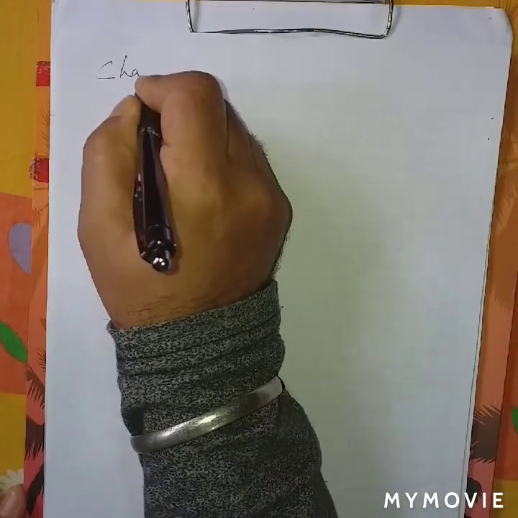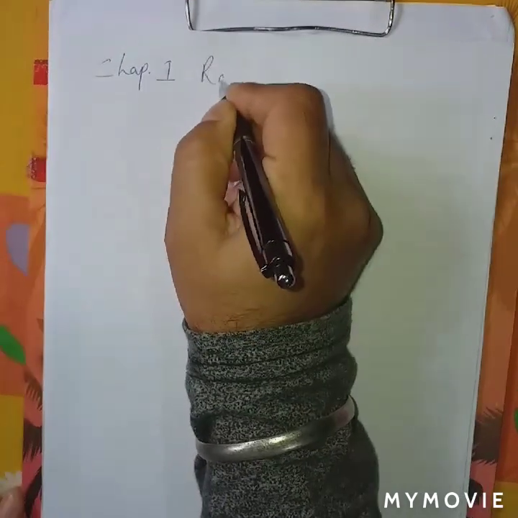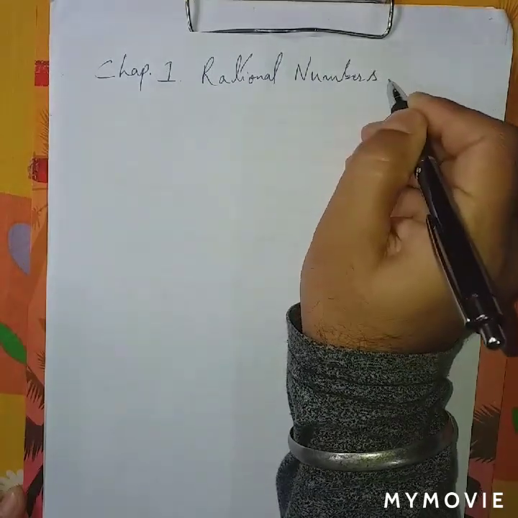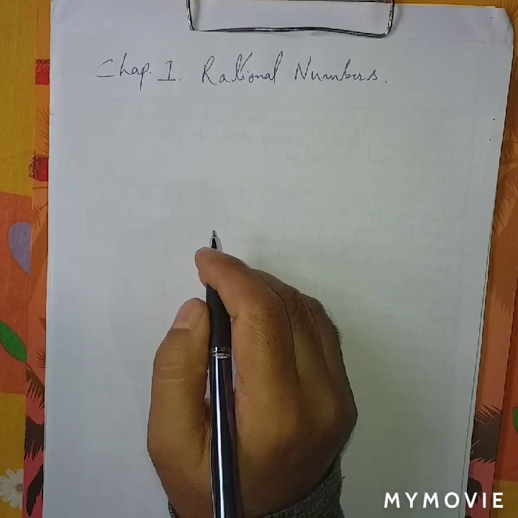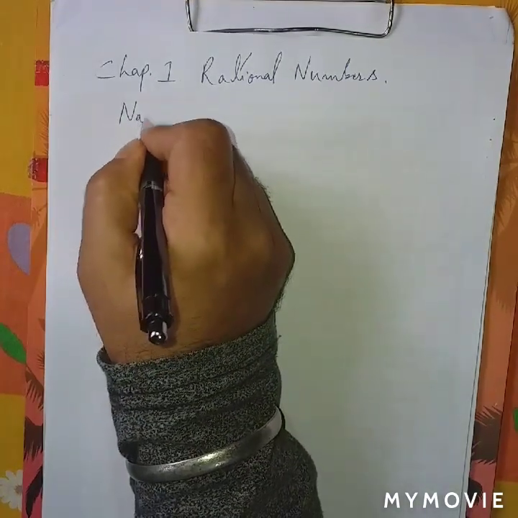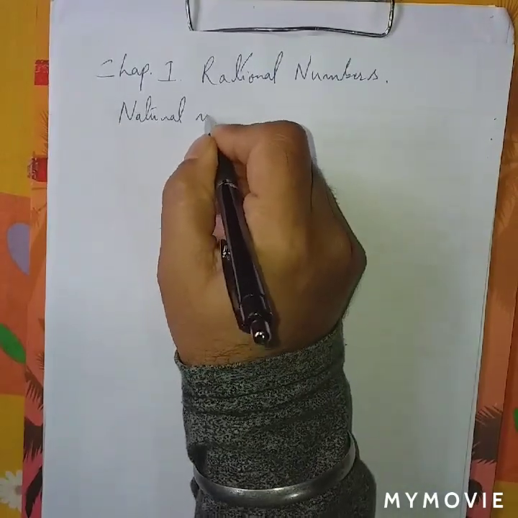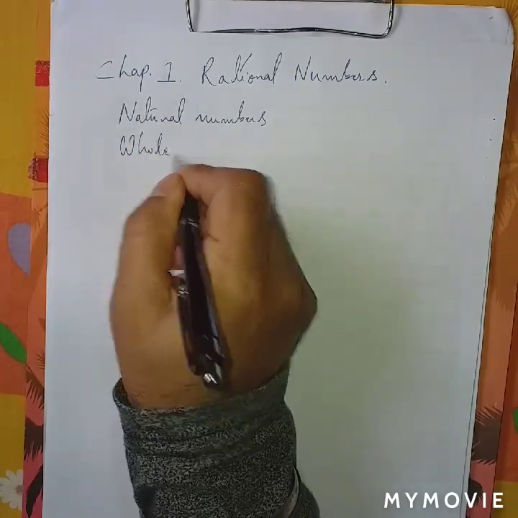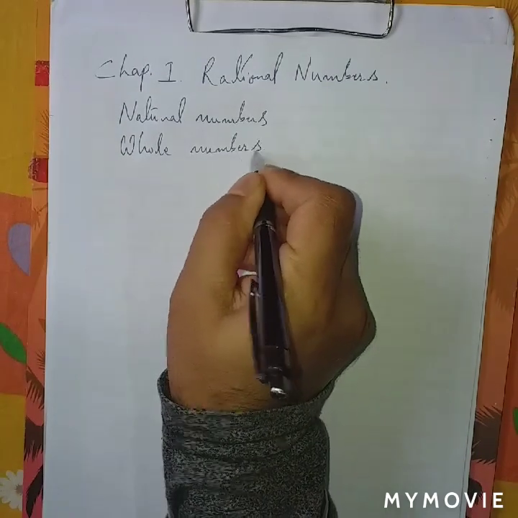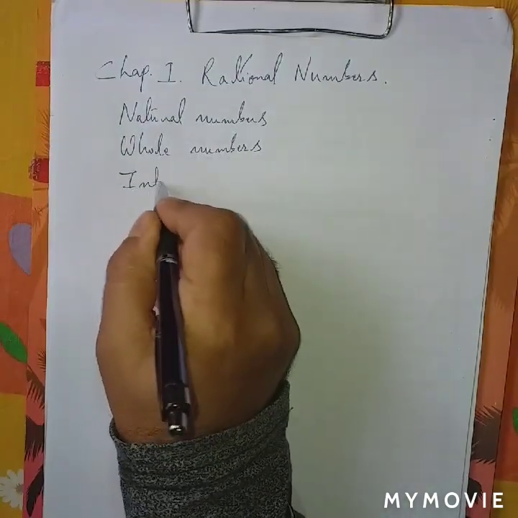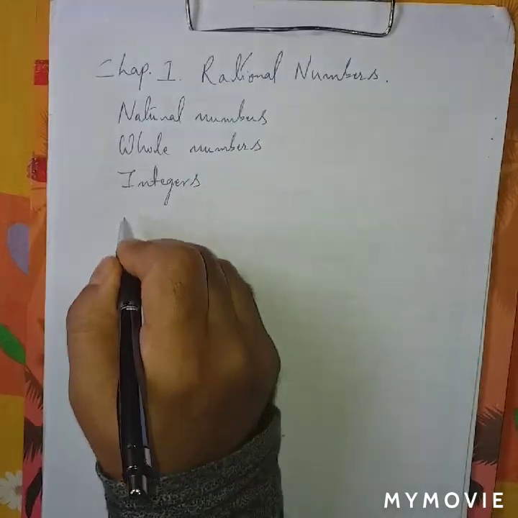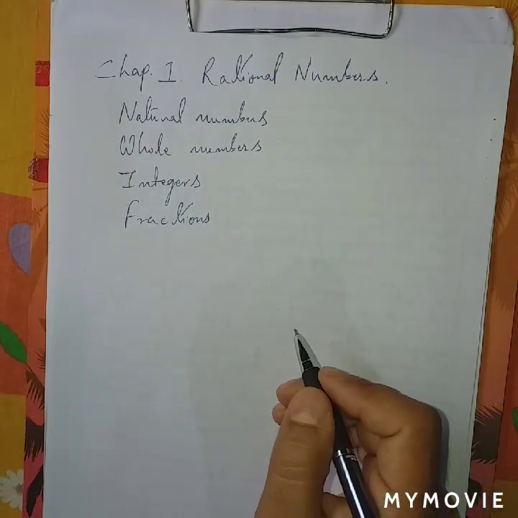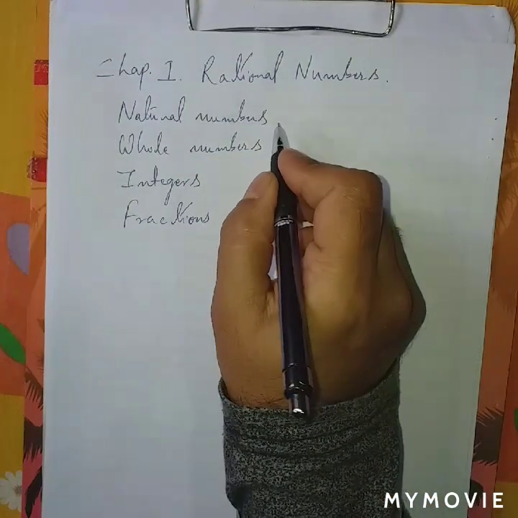Chapter number 1, rational numbers. We have studied natural numbers, whole numbers, integers, fractions in lower classes. So, what are natural numbers?